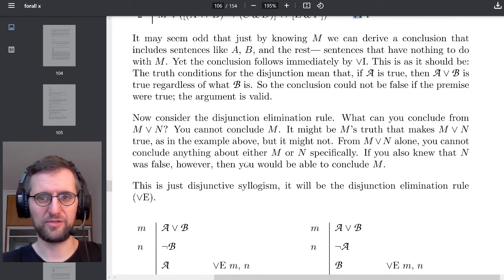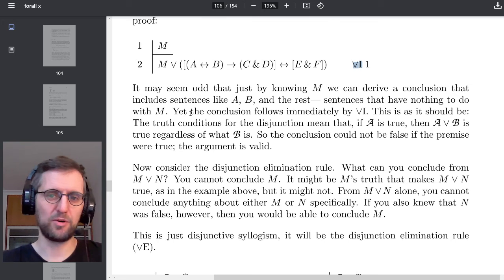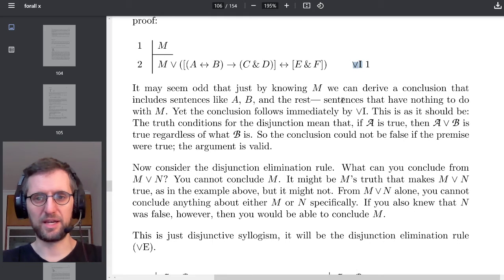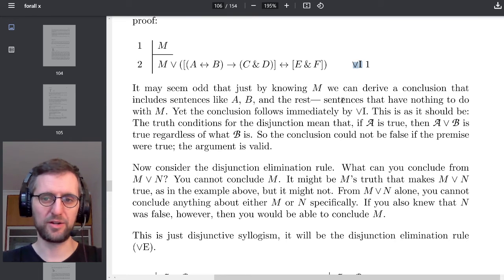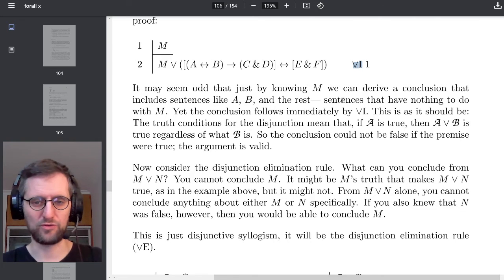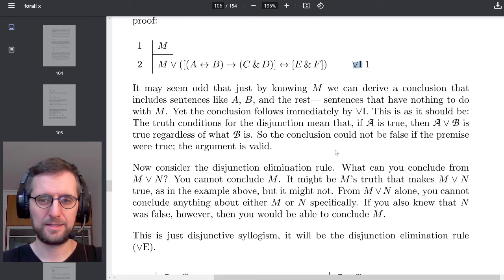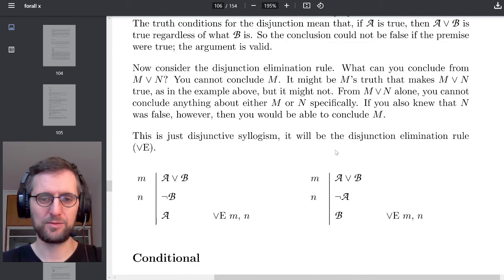Let's see what we have here. Yeah, they say it may seem odd that just by knowing M we can derive a conclusion that includes a sentence like A, B, and the rest, sentences that have nothing to do with M. Yet the conclusion follows immediately by OR introduction. This is as it should be. The truth conditions for the disjunction mean that if A is true, then A or B is true regardless of what B is.